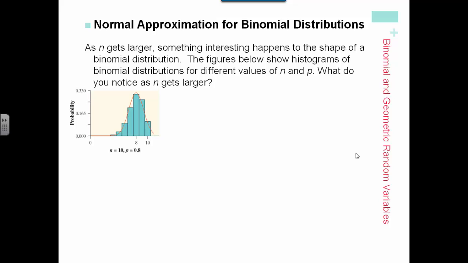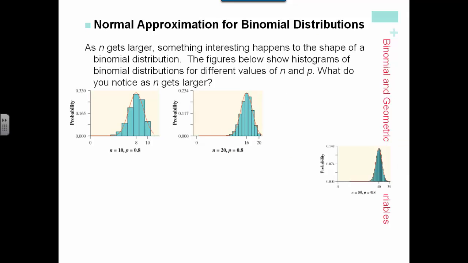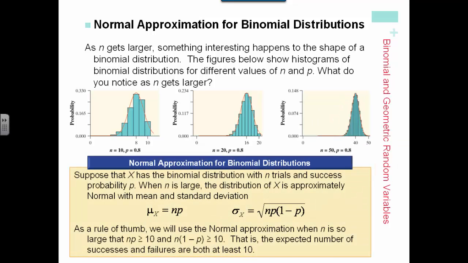As n gets larger, something interesting happens to the shape of a binomial distribution. The figures below show histograms of binomial distributions for different values of n and p. What do you notice as n gets larger? Suppose x has a binomial distribution with n trials and success probability p. When n is large, the distribution of x is approximately normal, with mean and standard deviation given. As a rule of thumb, we'll use the normal approximation when n is so large that np is greater than or equal to 10, and n times 1 minus p is greater than or equal to 10. That is, the expected number of successes and failures are both at least 10.